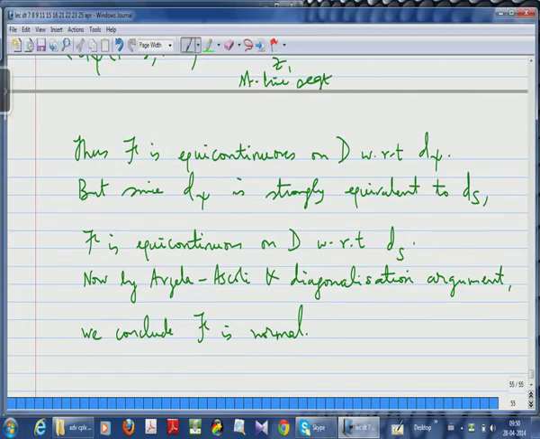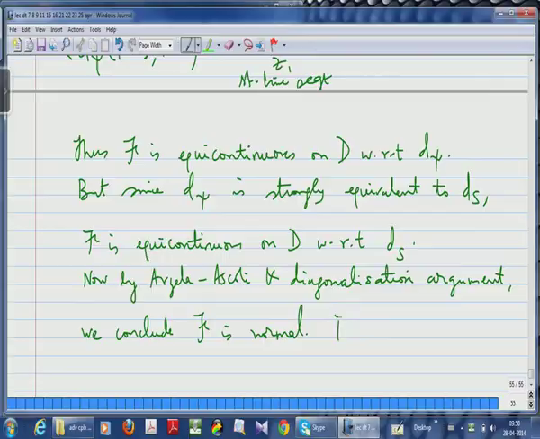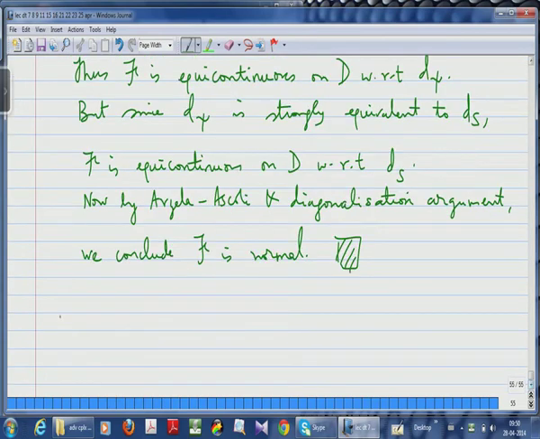So the whole idea is that Royden's condition translates to a Lipschitz condition when you use a different metric on the Riemann sphere. So what is the advantage of this?